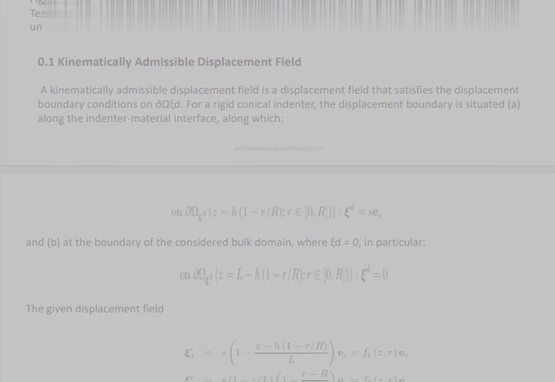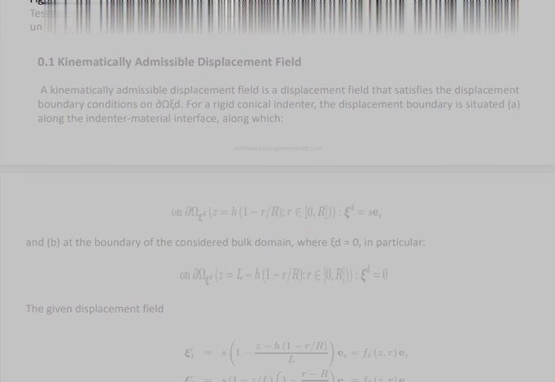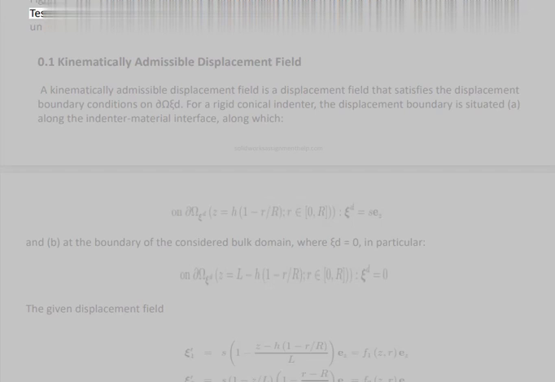Figure 1. Top, conical indentation test and domains considered in the exercise. Bottom, indentation test results, loading and unloading. In this exercise, we are interested only in the linear elastic unloading part of the problem. 3.0.1 Kinematically admissible displacement field.